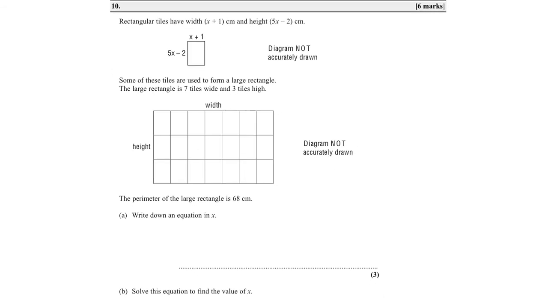Question 10. This is really similar to the one we had earlier, so we should be able to do this on our own. Okay, so for this one, the width is 1, 2, 3, 4, 5, 6, 7. So that's 7 lots of x plus 1, plus the height is 3 lots of 5x minus 2.